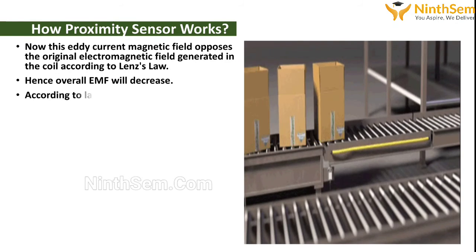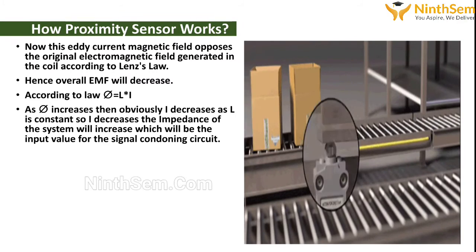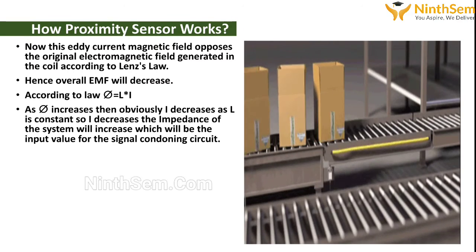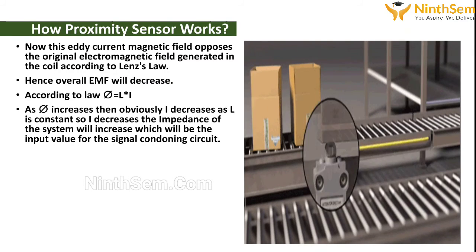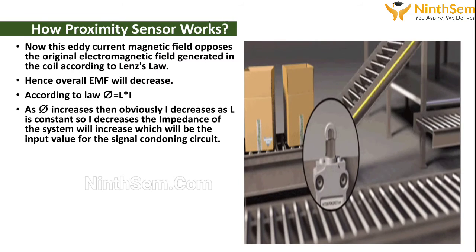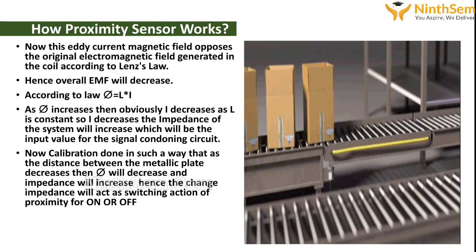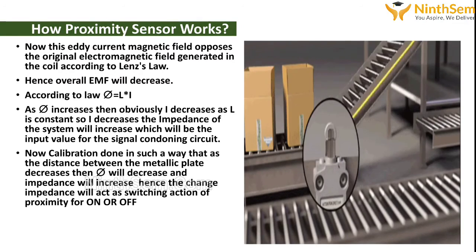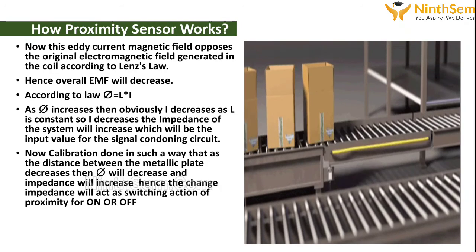According to this law, phi is equal to L into I. As phi increases, then obviously I decreases as L is constant. So, as I decreases, the impedance of the system will increase, which will be the input value of the signal conditioning circuit. Now, calibration is done in such a way that when the distance to the metallic plate decreases, then phi will decrease and the impedance will increase.